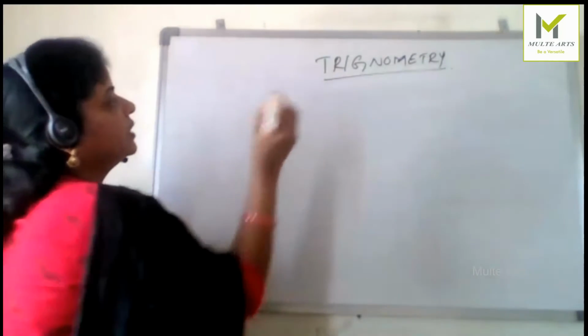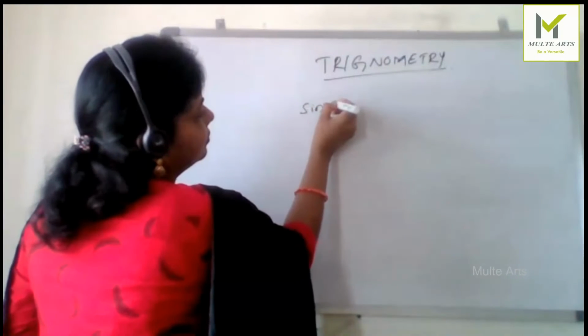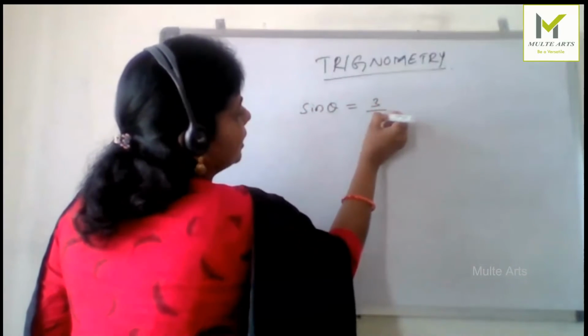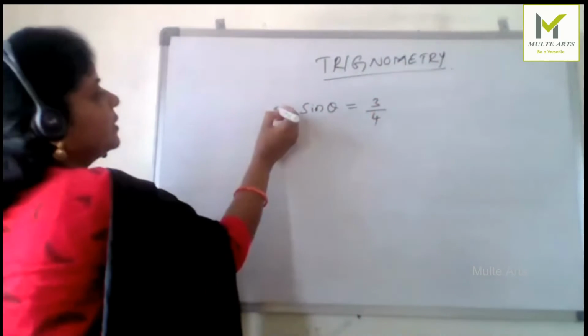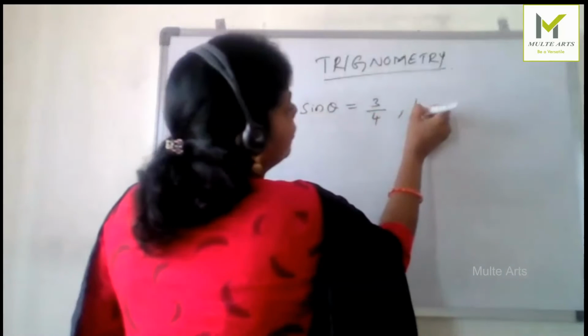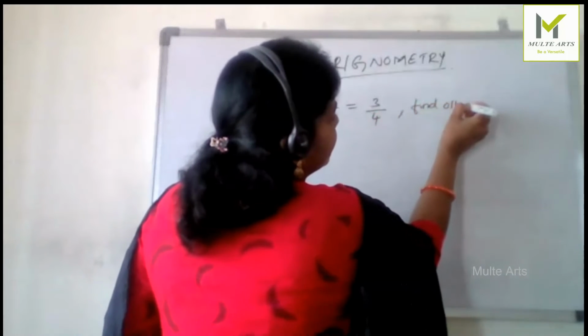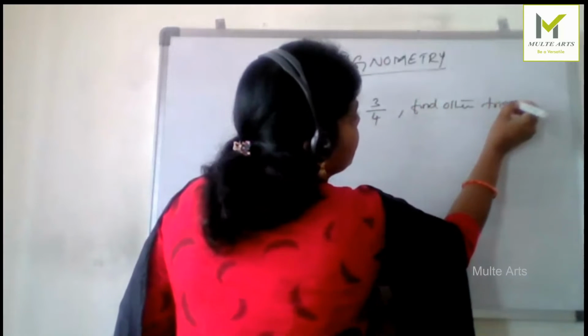Suppose that we have been given sin theta equal to 3 by 4. If sin theta equal to 3 by 4, find the other trigonometric ratios.